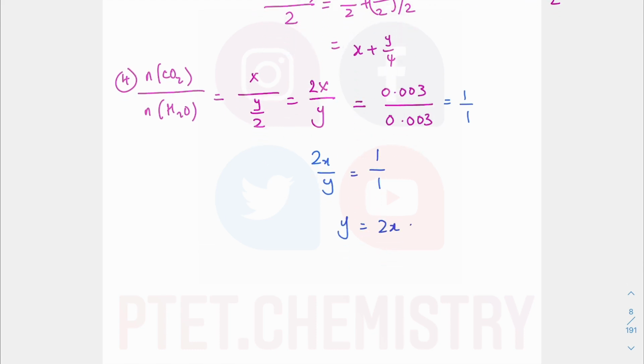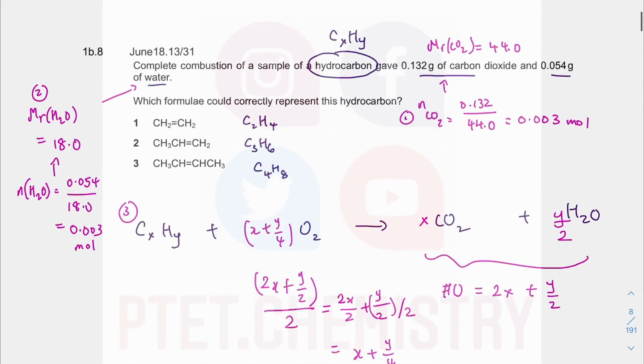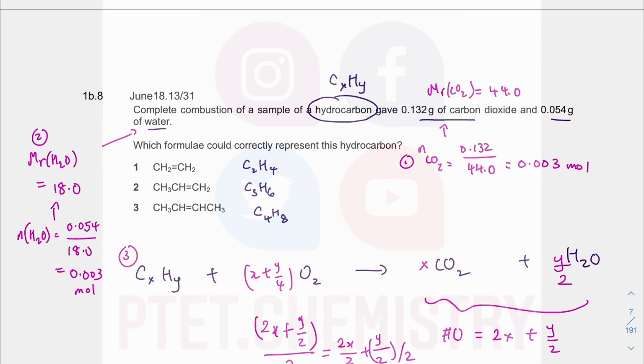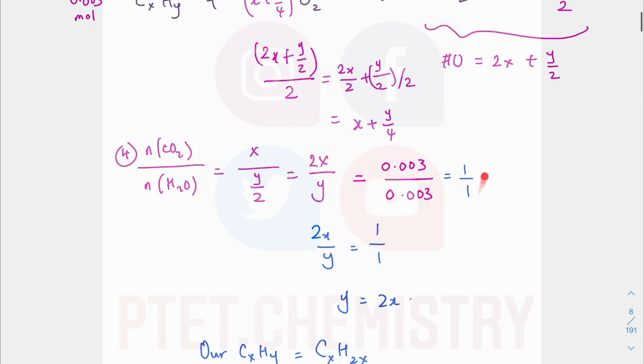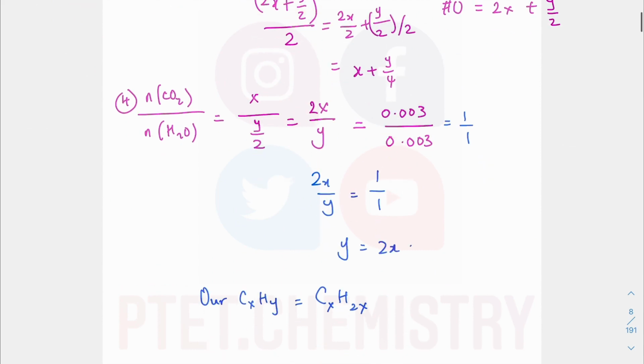And if y equals 2x, our CxHy is equal to CxH2x. So it means that the formula of the hydrocarbon is CxH2x, which will give us the mole of CO2 to the mole of water exactly 1:1. So CxH2x is the general formula for a straight chain alkene like CnH2n, CxH2x.